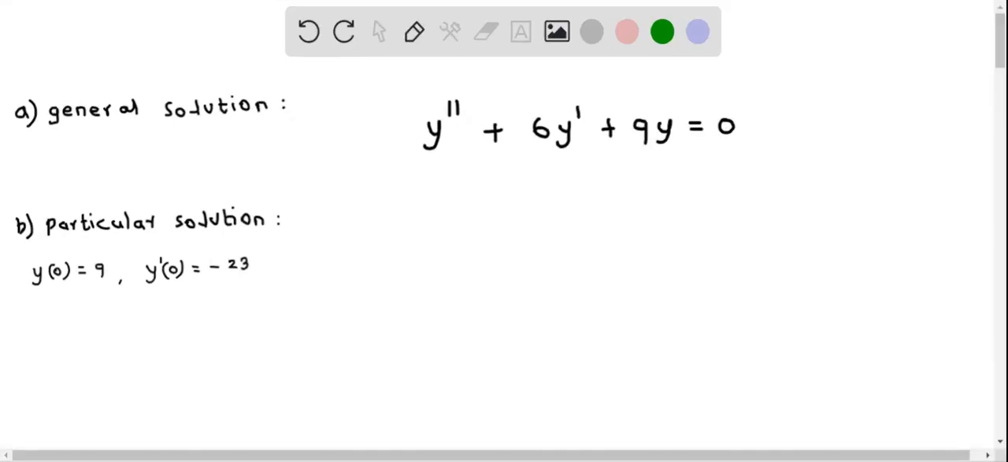Let's find the general solution of this given differential equation, that is y double prime plus 6y prime plus 9y equals 0. So basically this is a second order homogeneous differential equation. So let's see how to find this general solution. The first thing to do is we have to find the characteristic equation.